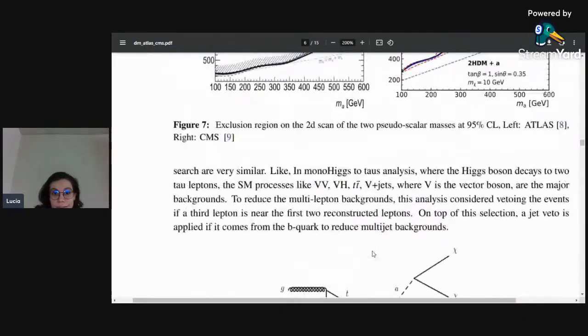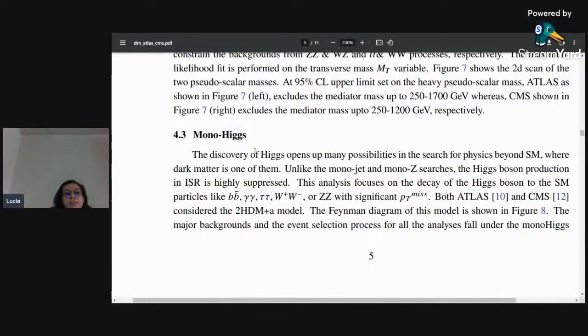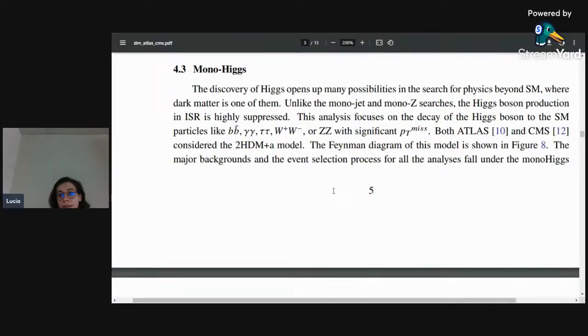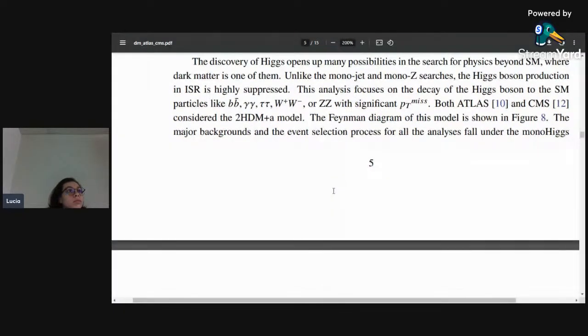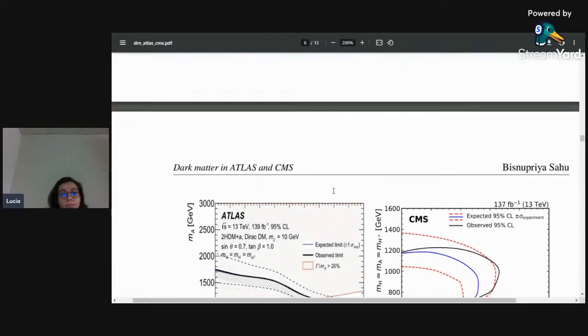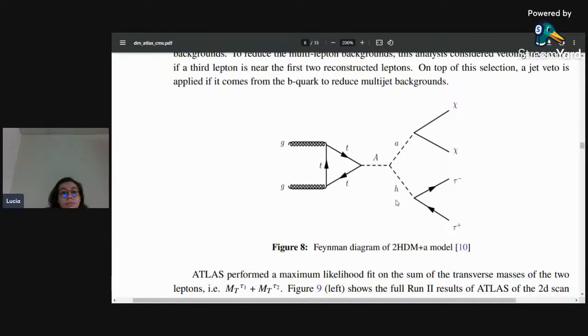This process is from the mono Higgs. In the case of the mono Higgs as well, they are looking for large PT, missing energy, etc. My question: what does the mono part mean? It's just that one Higgs is produced. I think it refers to that: we have monojet, mono Z, mono V, just because it's only one.